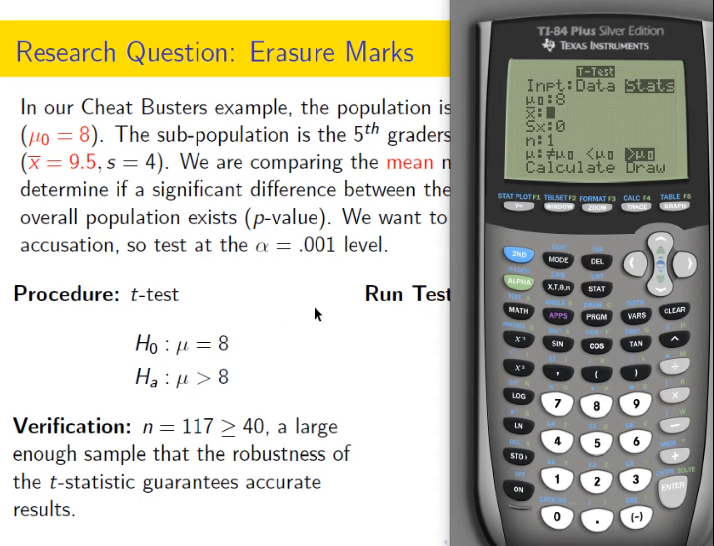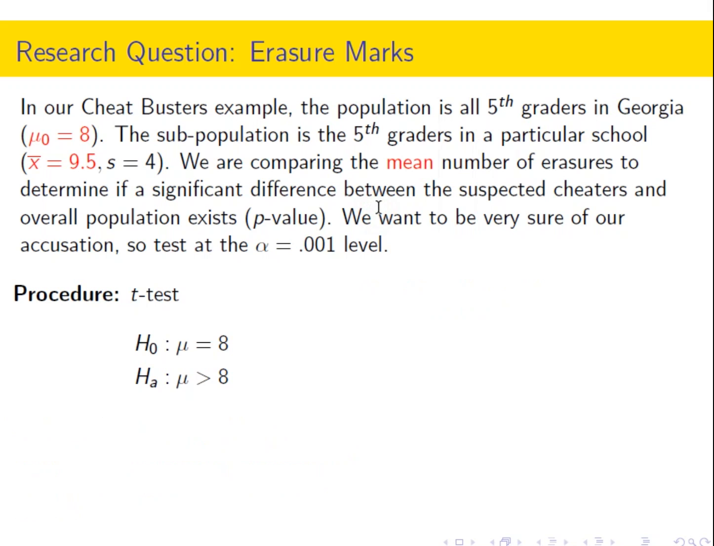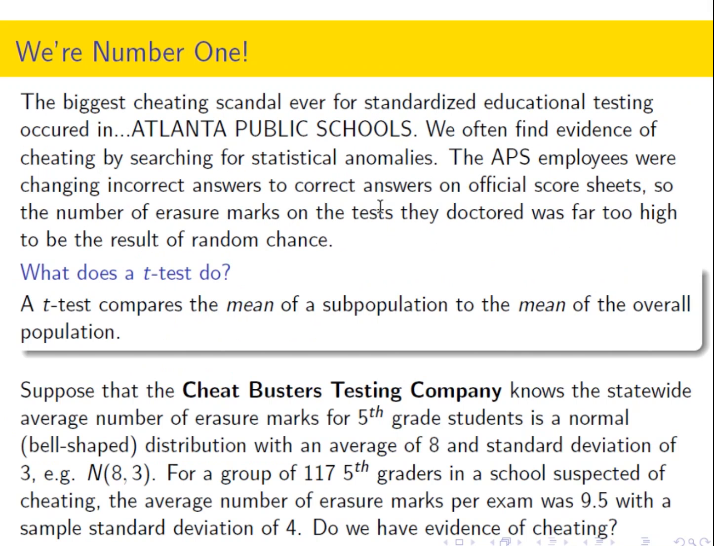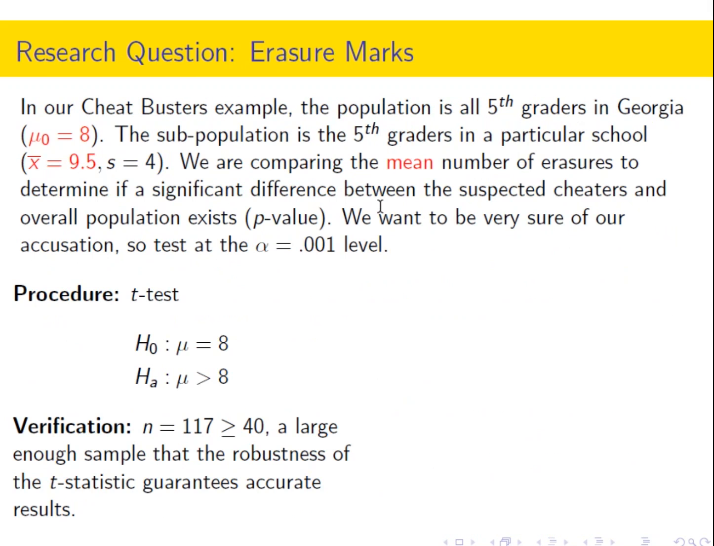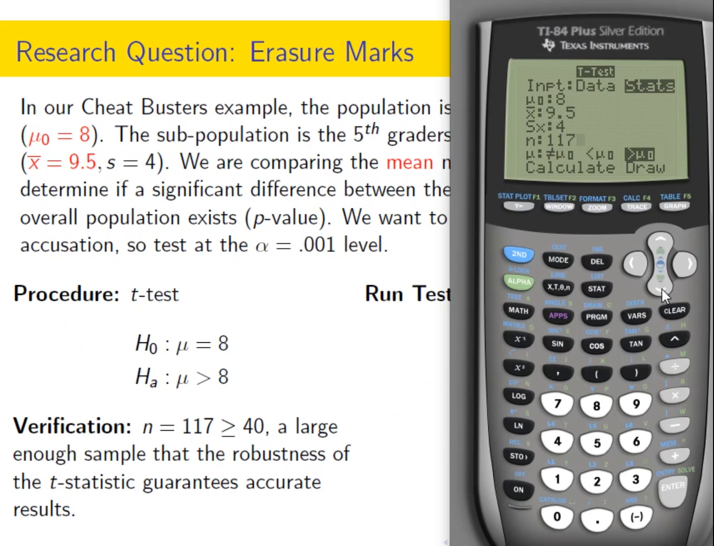And then I put in my sample statistics, which were 9.5 for the mean and 4 for the standard deviation, and then we had 117 exams. I think that's right. Isn't that what we had? Yes, 117. I'm sorry, I just had to go back and check. So here we are running the test. Let me get my graphing calculator back up here. 117 is correct. We are testing the greater than.